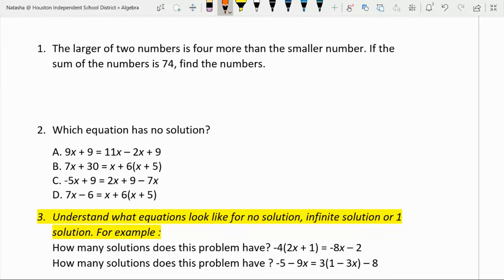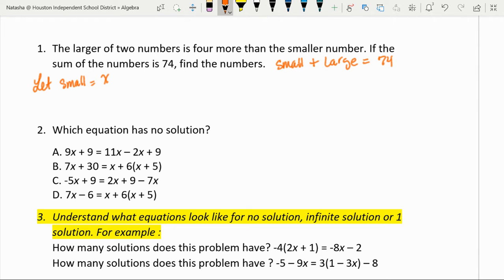So, number one, it says the larger of two numbers is four more than the smaller number. And if the sum of these numbers is 74, we want to find those numbers. Okay, so let's talk about what this means. I'm saying we have a small number plus a large number, and adding those together will give us 74. So I'm going to let the smaller number be equal to x. We're going to use that as the x variable.